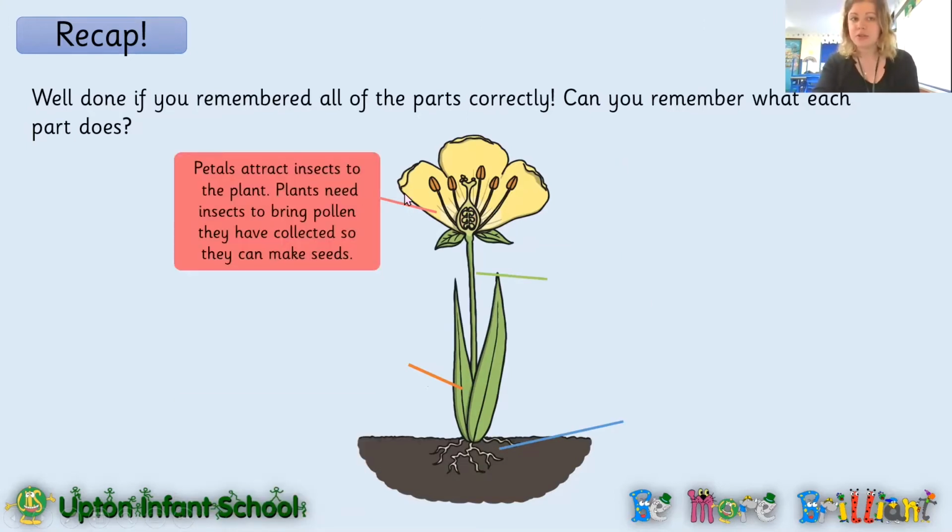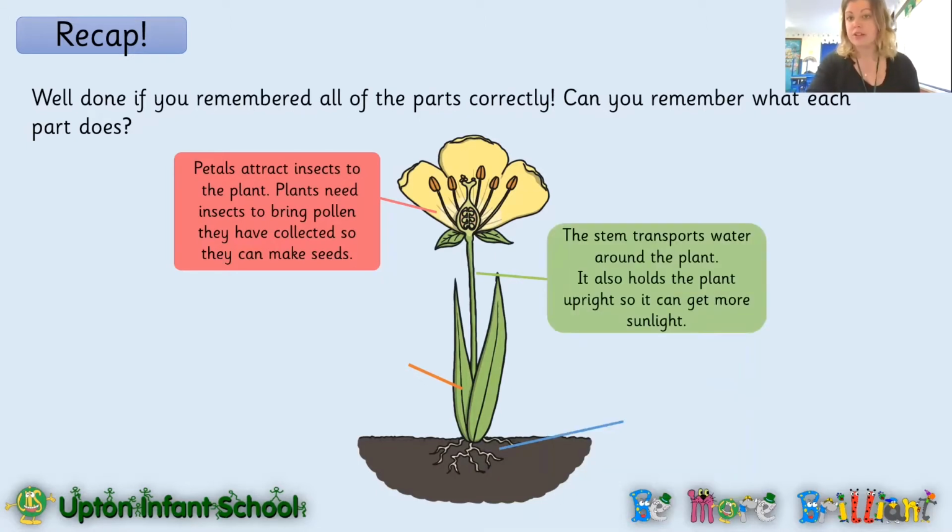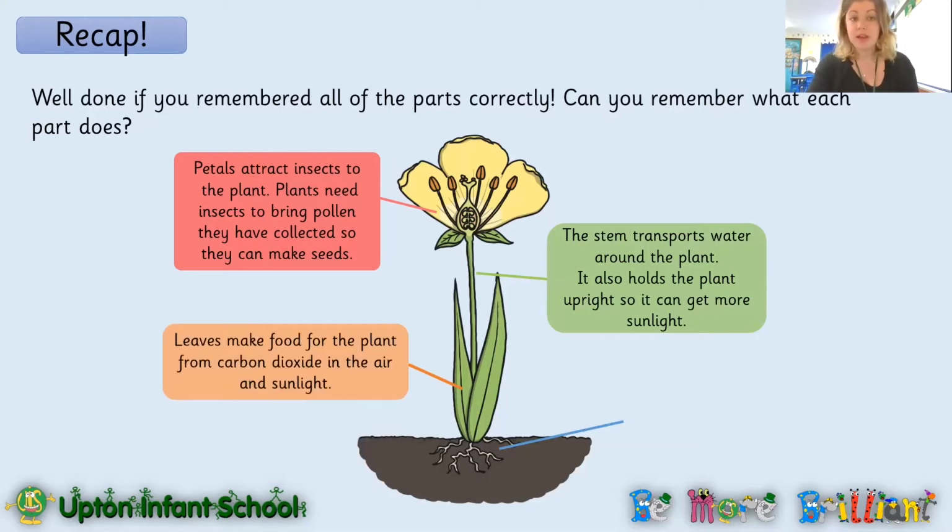So petals attract insects to the plant, and plants need insects to bring pollen they have collected so they can make seeds. And we're going to be looking at seeds today. The stem transports water around the plant. It also holds the plant upright so it can get more sunlight. Leaves make food for the plant from carbon dioxide in the air and sunlight.